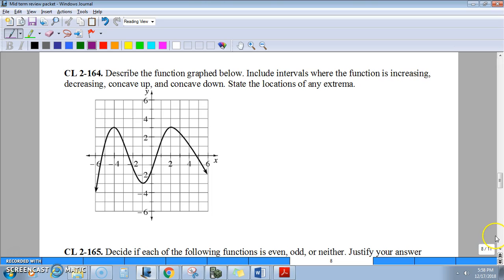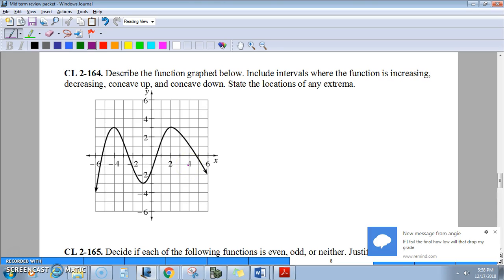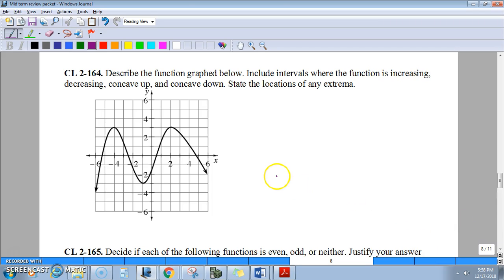Okay. Describe the function graphed below. Include intervals where the function is increasing, decreasing, concave up, and concave down. State the locations of any extrema. Okay, so here is my function, it is increasing here.